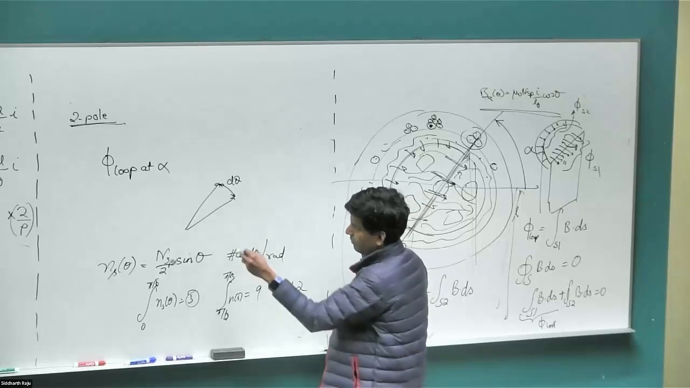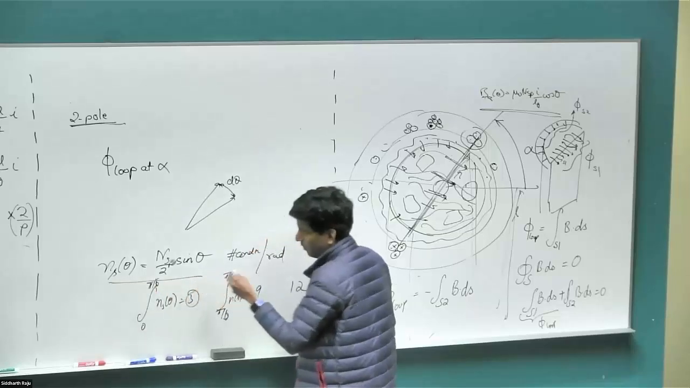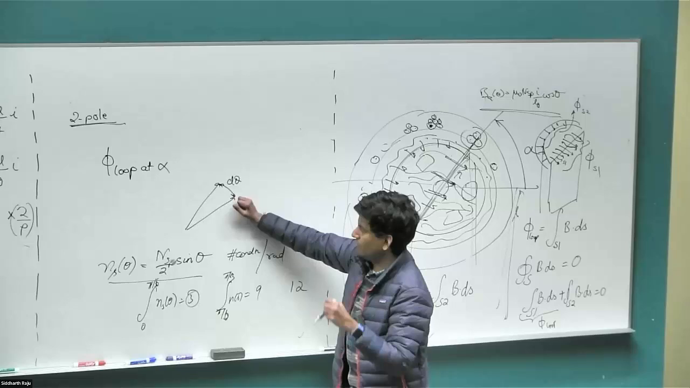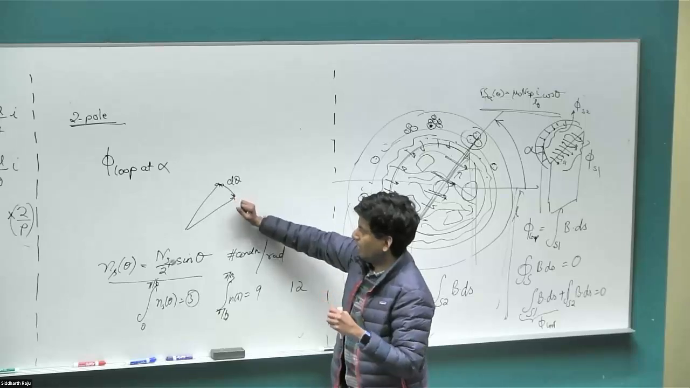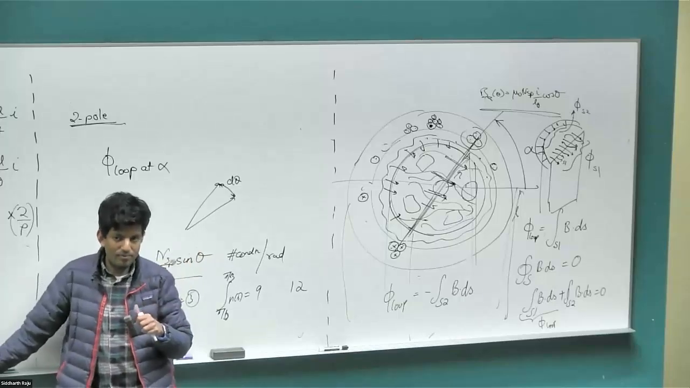So basically, for any given range, integrate this density function over the range, and that will give you the number of conductors that need to be in the slot. If I were to give you the range as some incremental angle d theta, how do you figure out the total number of conductors in that angle?